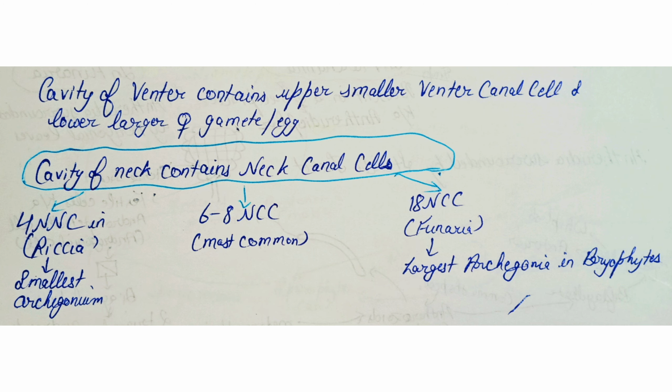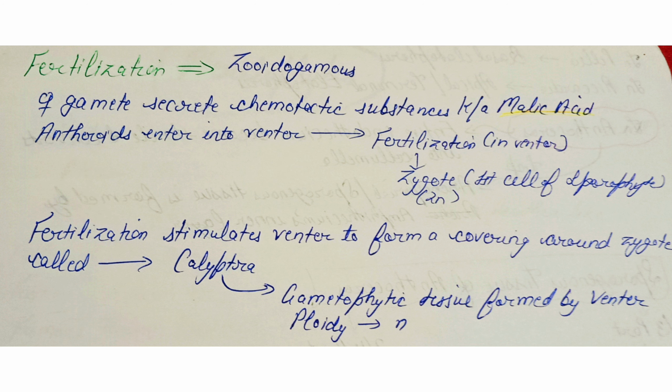The cavity in the venter contains the upper smaller ventral canal cell and the lower larger female gamete known as egg. And the cavity of the neck contains the neck canal cells. Only 4 neck canal cells are found in Riccia, that is why Riccia has the smallest archegonium. 6 to 8 neck canal cells are seen in most of the cases. The most important is that 18 neck canal cells are present in Funaria, that is why it has the largest archegonia among bryophytes.